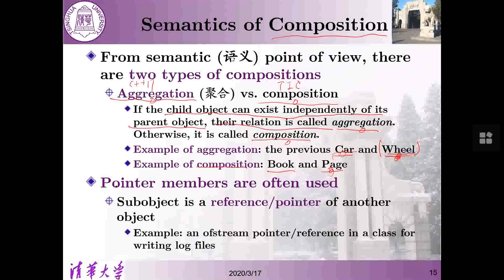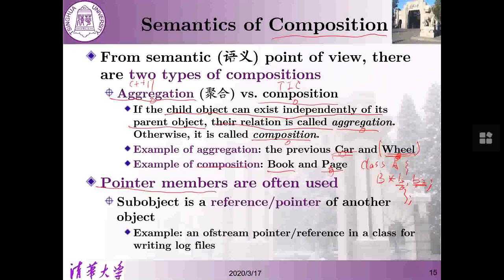There are two ways of defining these members. One way is using pointer members. For example, we have class A, and in this class A, we can define a B by pointers, and we can define B2, which is not a pointer. So there are two ways of defining the members. Pointers are often used, actually.